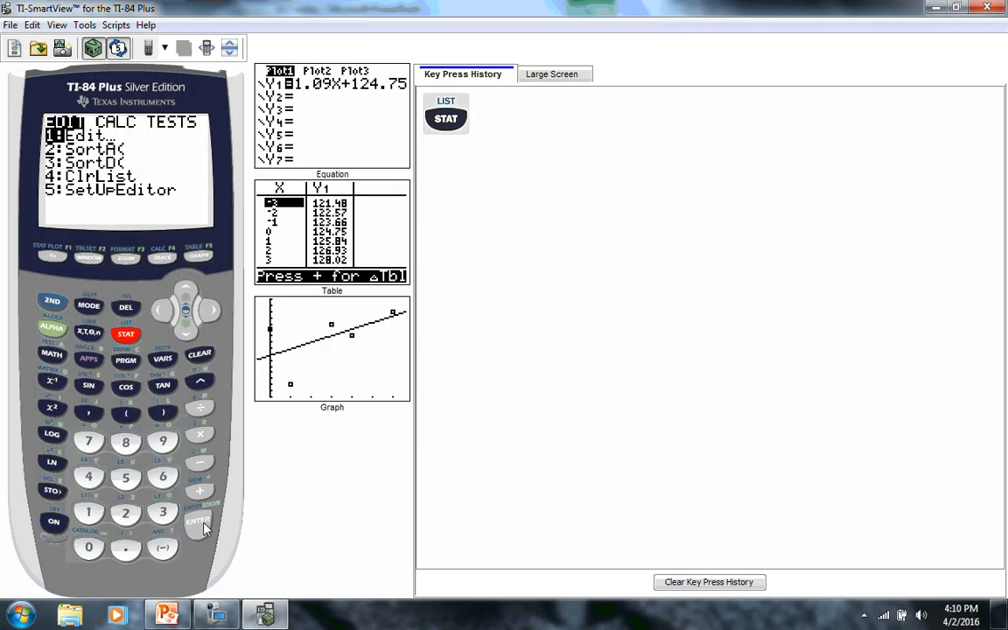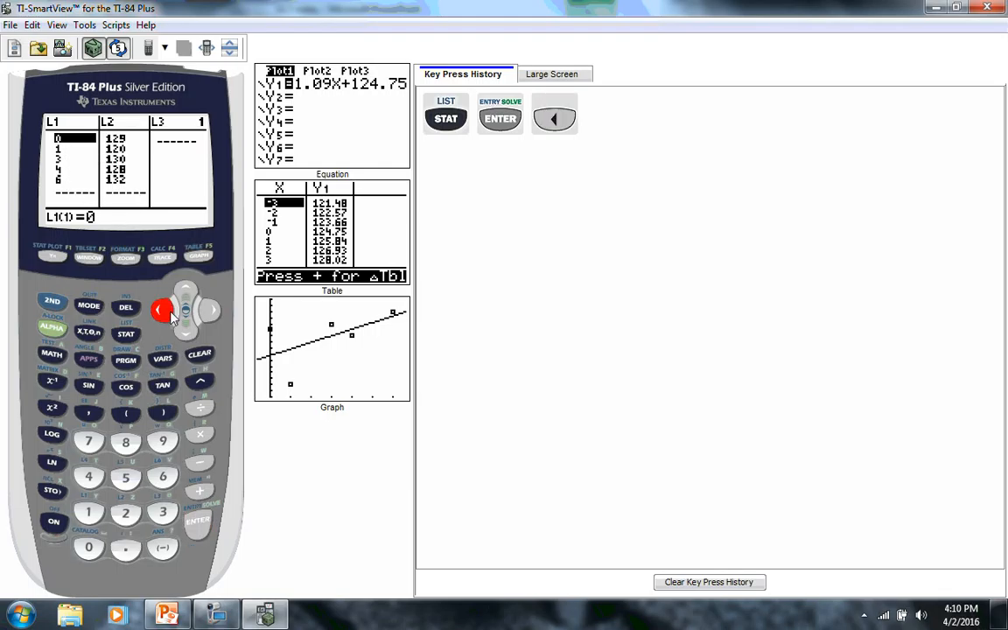So you can just hit 1 or you can hit enter, and then you have to type in all of the values. So I've already typed them in, and you can just arrow over, and then you can type, and you can hit enter, or you can arrow down. When you get the first list in, just arrow over and then type in the second list. But make sure that you have the same amount of data points in each list.